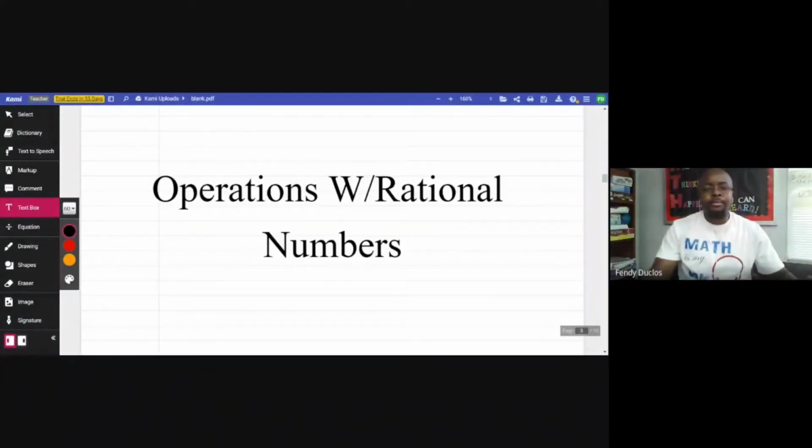Today's session is on operations with rational numbers. So buckle in and let's go ahead and get started.